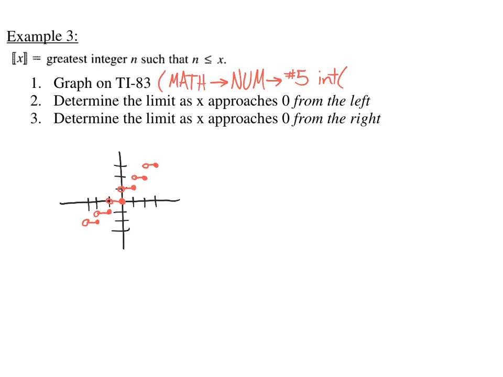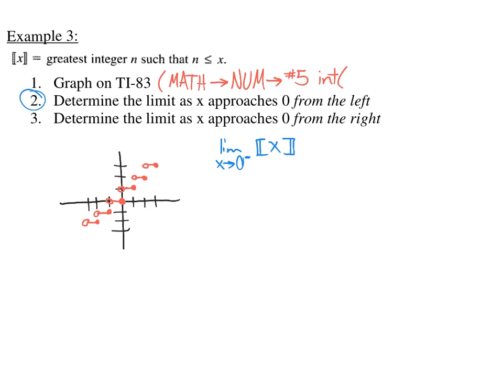Alright, so here's part 2. The limit as x approaches 0 from the left of this greatest integer function. By the way, we often use this double bracket here to indicate that. What is it? As we approach from the left-hand side, what's the limit as x approaches 0?